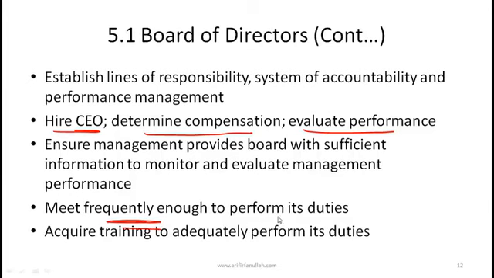So there should be routine meetings, and in any annual report or SEC filings, you will see an indication of how many meetings were held and who attended those meetings and so on. If you see very few meetings held, that's an indication that the board is not involved, which is a good sign or a bad sign? That's a bad sign.